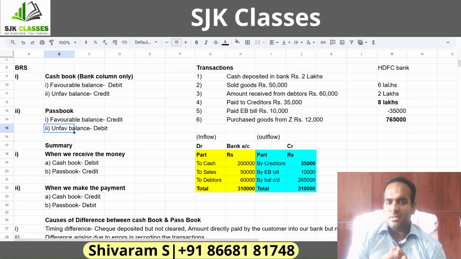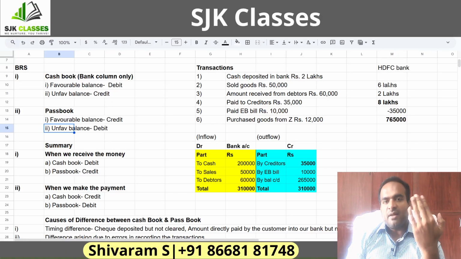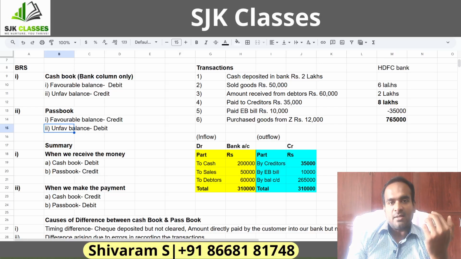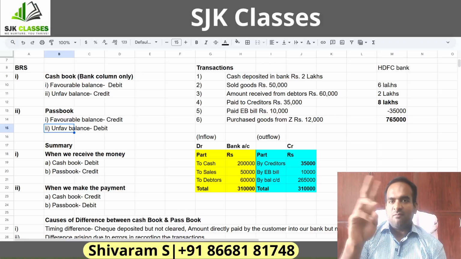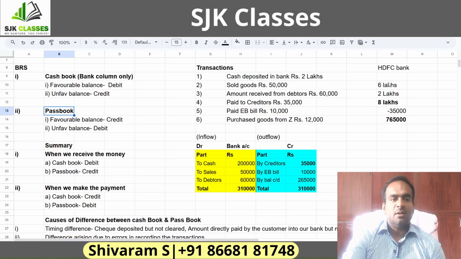Don't try to byheart this. It's a very easy concept. Just know from whose perspective we are building the book. The cash book is built from our perspective. Our angle will be used for viewing the cash book. But the passbook is not made by us. The passbook is issued by the bank. So from the bank's perspective, we have to think about the passbook. That's why we have this variation between the favorable and unfavorable balances.